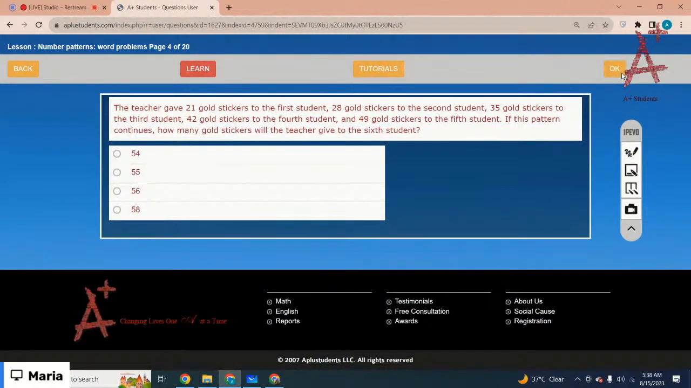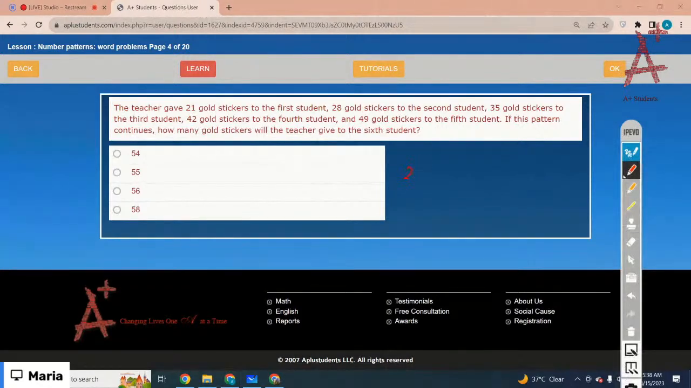The teacher gave 21 gold stickers to the first student, 28 gold stickers to the second student, 35 gold stickers to third, 42 gold stickers to fourth student, and 49 gold stickers to fifth student. If the pattern continues, how many gold stickers will the teacher give to the sixth student? So which is the correct option?